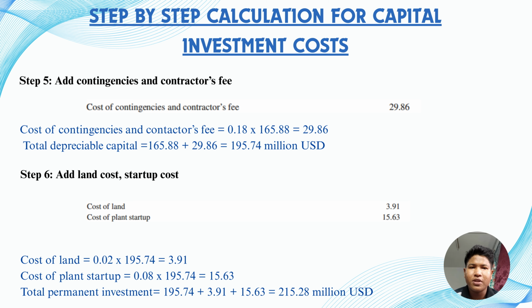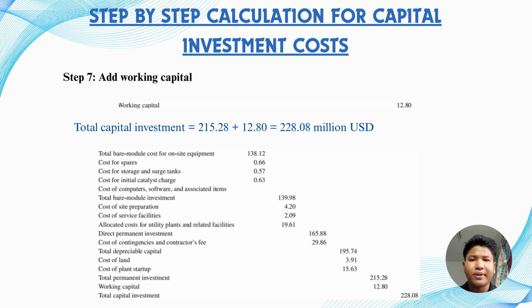So the total permanent investment, TPI, becomes 195.74 plus 3.91 plus 15.63, which is equal to 215.28 million USD. Step 7. Adding the working capital. Working capital refers to the funds required for day-to-day operation once a plant starts, covering the raw material, utilities, labor, and inventory before the revenue begins flowing. Based on industry standard, working capital is typically estimated at 6% of the total permanent investment. Working capital is equal to 0.06 times 215.28, which is equal to 12.80 million USD.